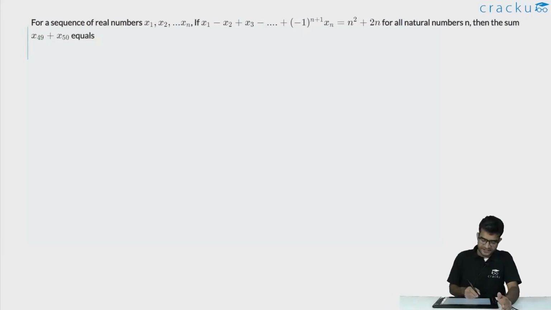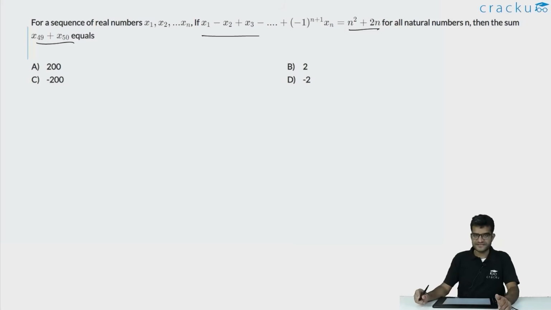In this question, we are given a sequence of real numbers, and we have been given an equation which all of them satisfy. We are told that x1 minus x2 plus x3 minus dot dot dot, where the sign is alternating, is equal to n square plus 2n. We are asked to calculate the value of x49 plus x50.